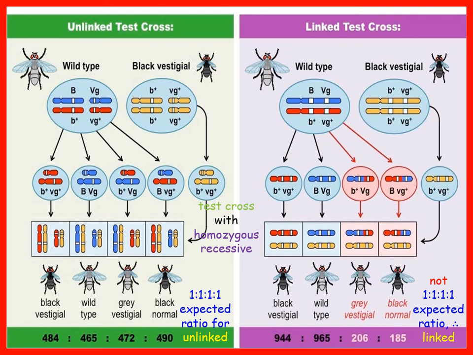So just to make that clear, if you were to cross a homozygous with another homozygous for two unlinked genes, you'd get a 9-3-3-1 ratio. But if you were then to test cross it with a homozygous recessive, you'd get a 1-1-1-1 ratio. Whereas for two genes that are linked to each other, because they are very close to each other on the same chromosome, you'd get a 3-to-1 ratio when you cross two homozygous. But if you cross that with a homozygous recessive, you would not get the 1-1-1-1 ratio. You're most likely to have the parental phenotypes being expressed, but you'd have a very small number of recombinant phenotypes due to a few crossing over events happening between the two linked genes.